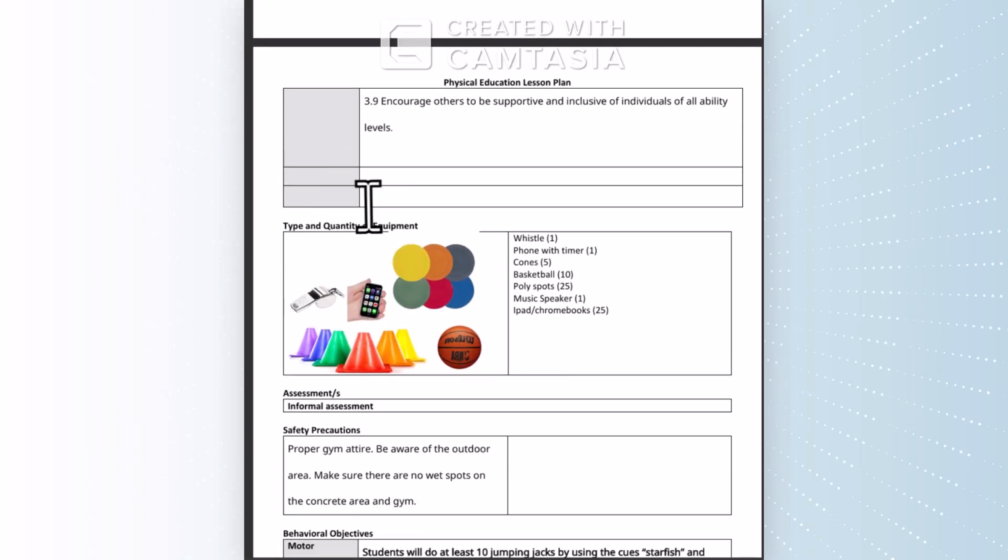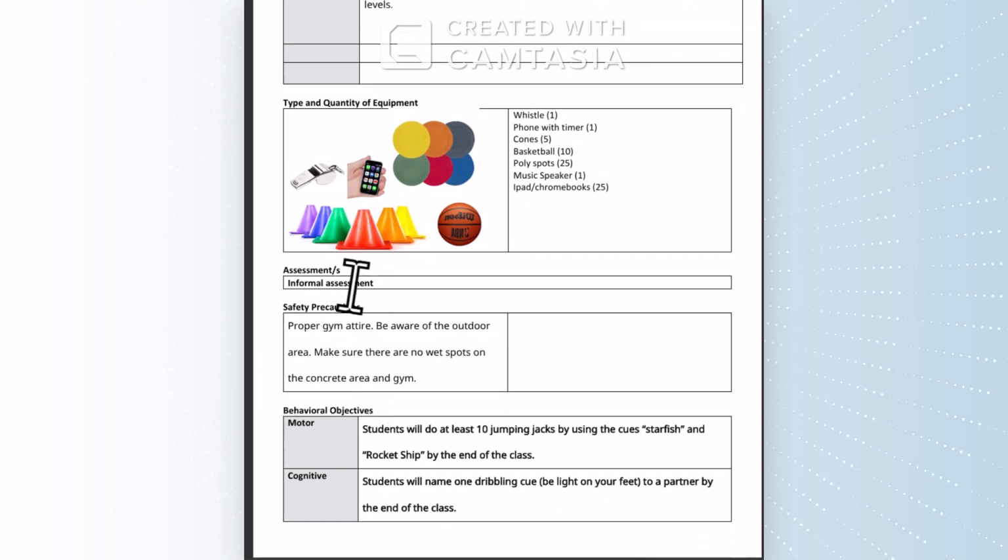Also my equipment and what I need: my whistle, phone, timer, cones, basketballs, poly spots, music speaker, and iPad and Chromebooks. So I can use my Con Amigo.